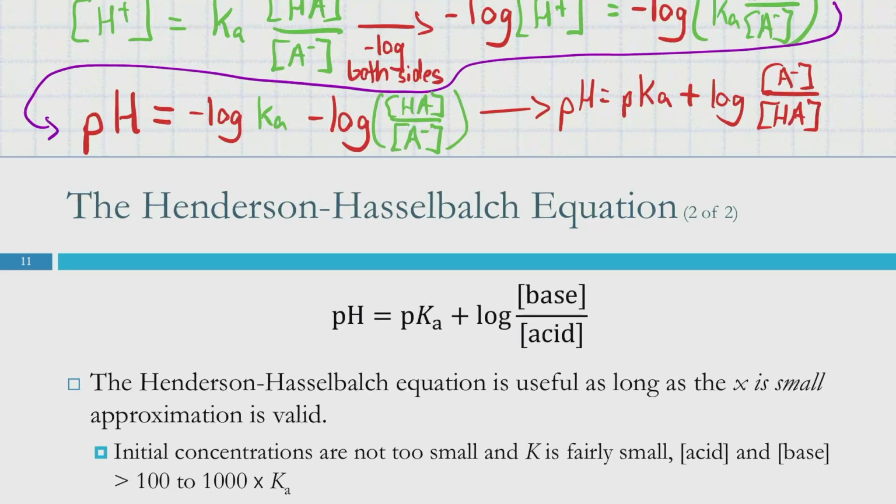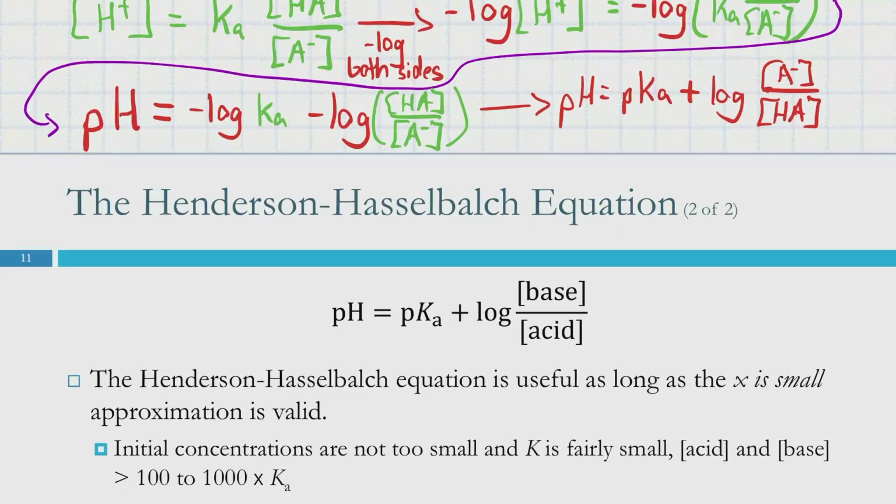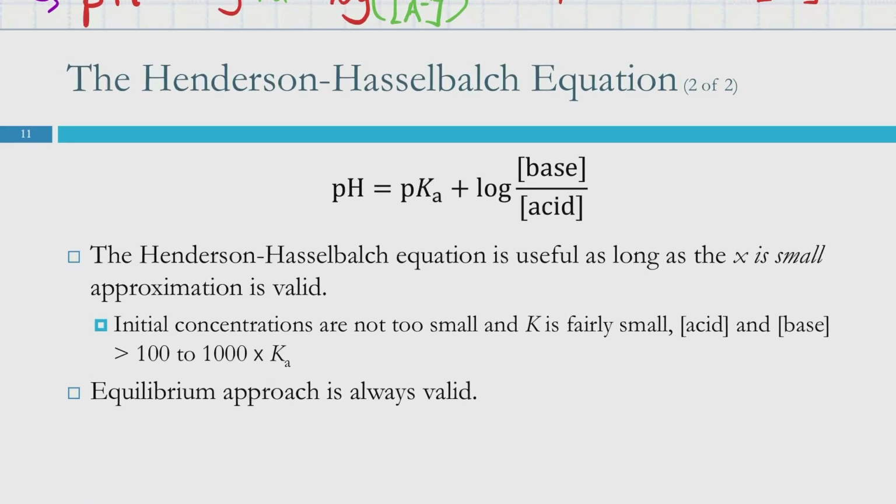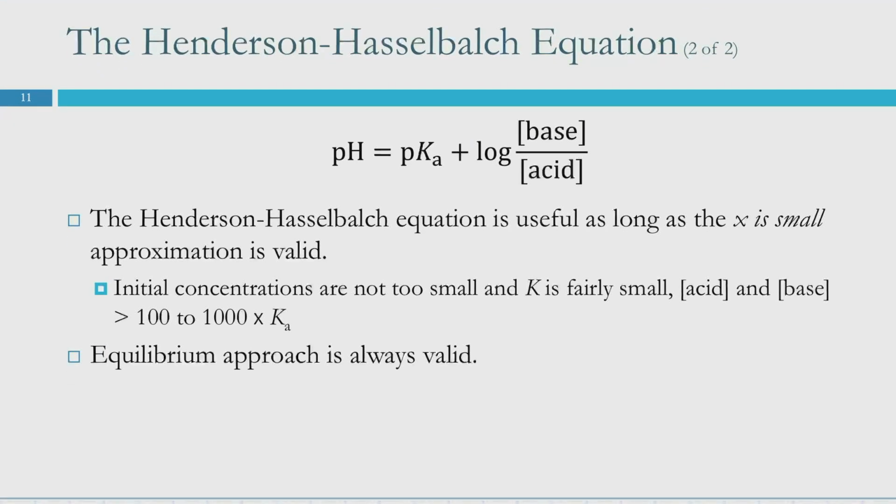Again, you don't need to know that derivation. It's mostly just to show you where it came from. And so we've got our Henderson-Hasselbalch equation here. That will come in handy, be very helpful. And this is incredibly useful, as long as the x is small approximation is valid. If the x is small approximation is not valid, then it does not work.